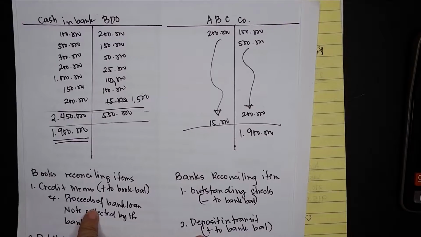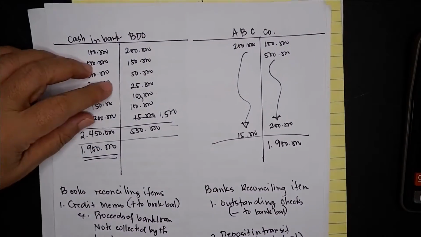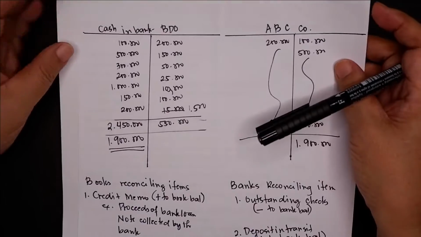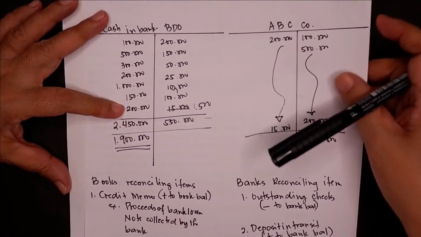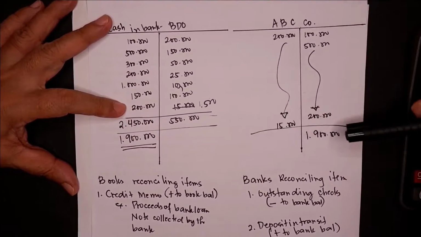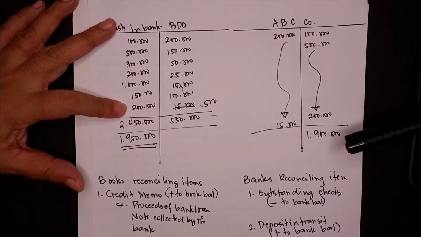What about the deposit in transit? That is the reverse of outstanding check. Example, this 200,000. This 200,000 was paid to us by our client August 31.